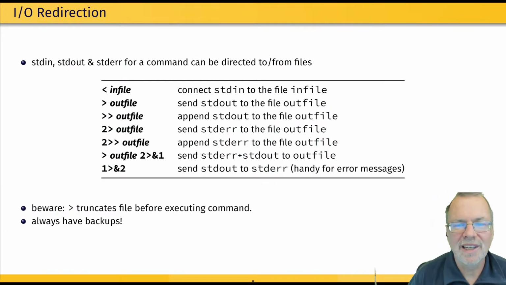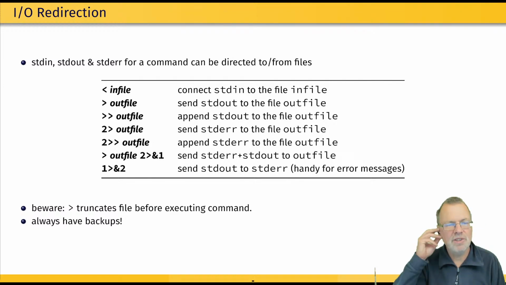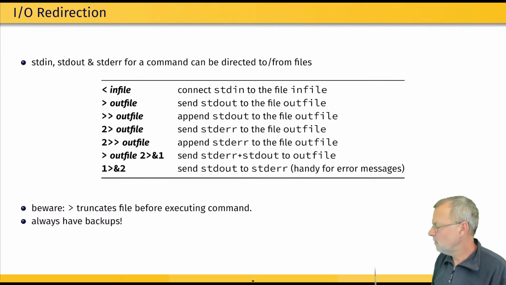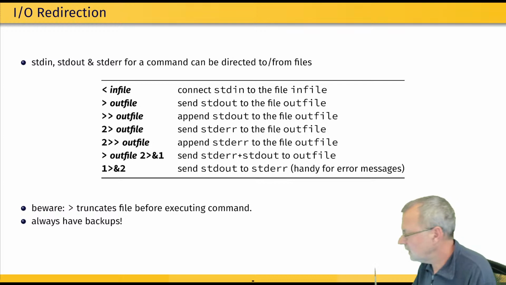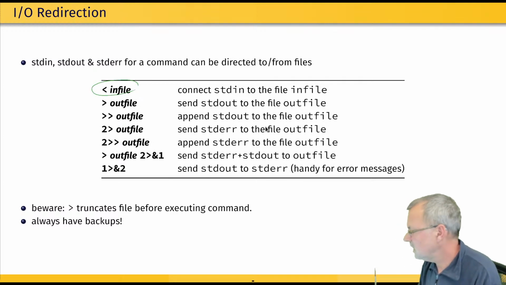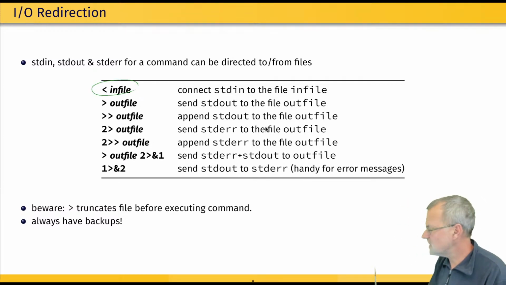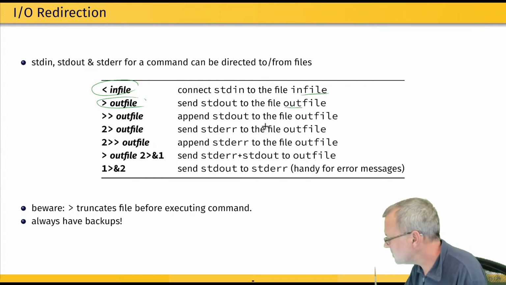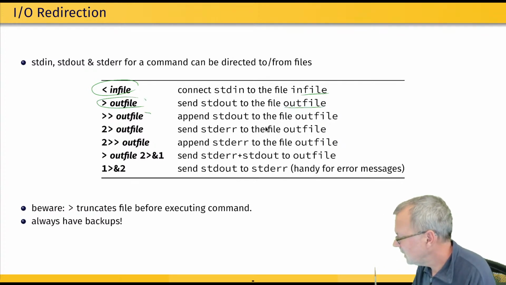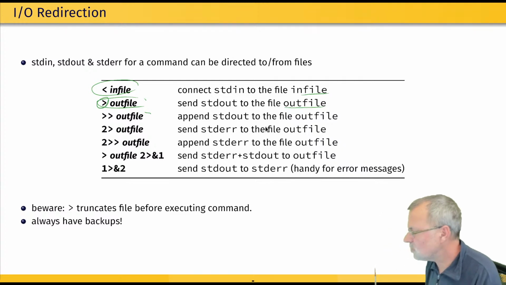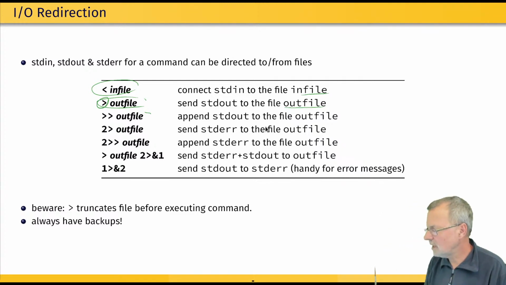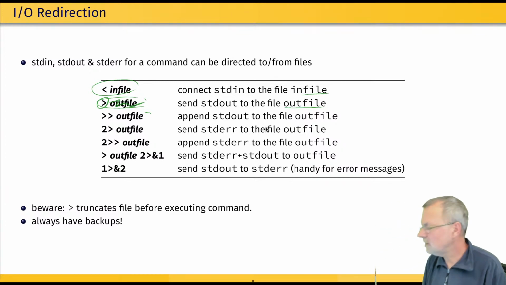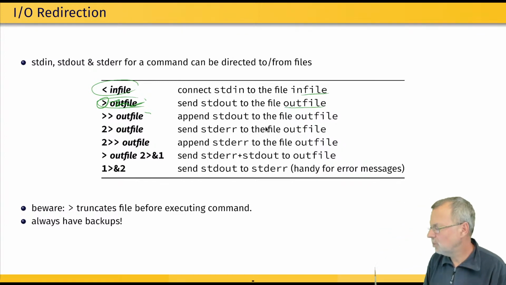IO redirection, yeah, I forgot the LUN transformation. So this says run this command, but then take its standard input from that file. That says run the command, but send its standard output to that file. Beware, that destroys the file. A single greater than says destroy the file, then we'll put output in it.